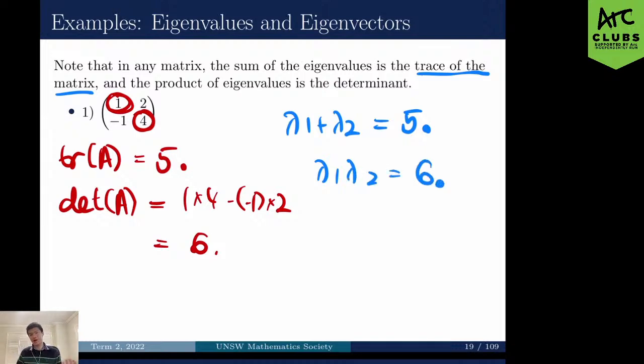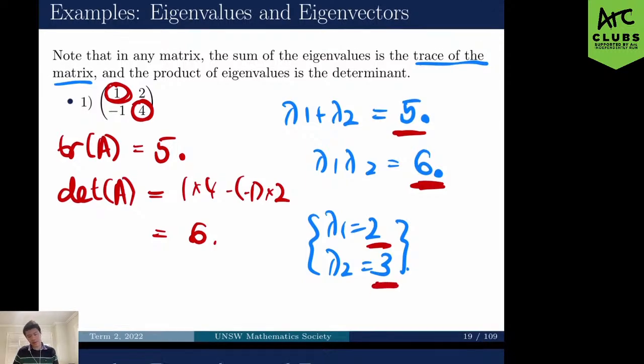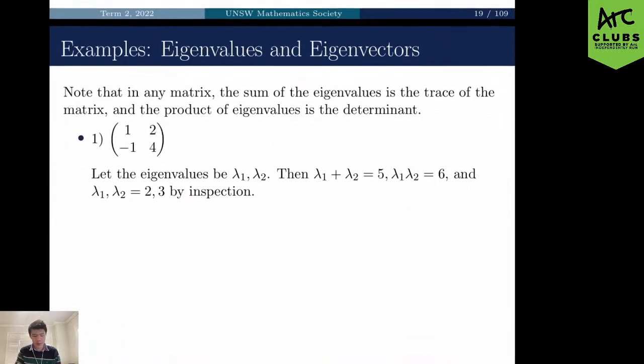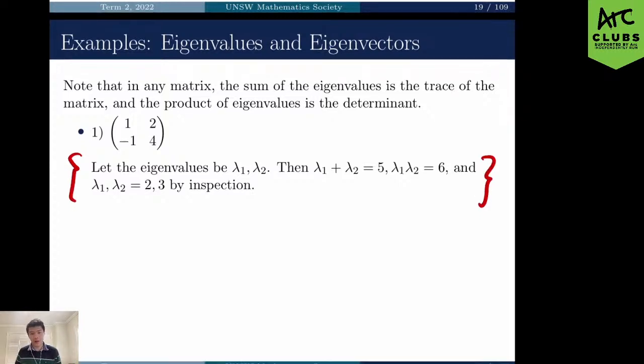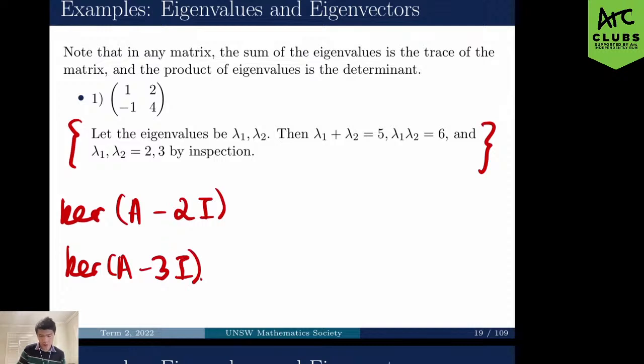And this is kind of like what we get when we're solving quadratic equations. We're trying to find 2 numbers that add up to 5 and multiply to create 6, and by inspection we've got 2 and 3. So that's a really nice way to basically speed this up. We've got 2 eigenvalues, 2 and 3. When we go to evaluate the eigenvectors, we just take the kernel of A minus 2I and the kernel of A minus 3I. We'll do the first one.